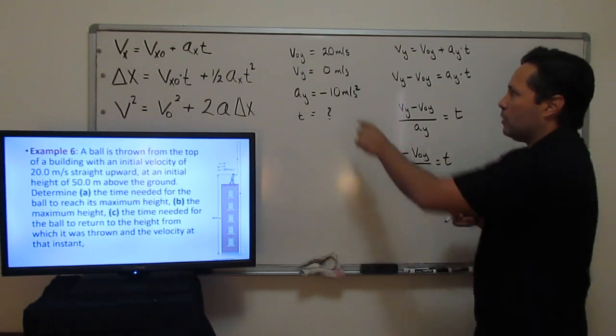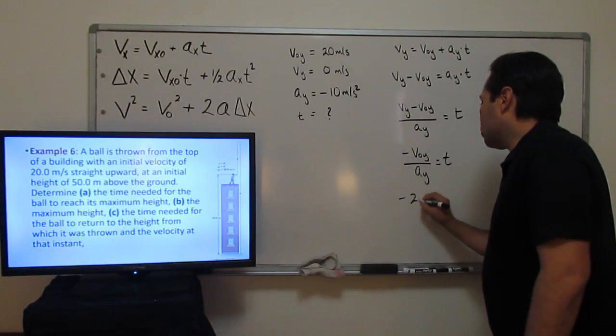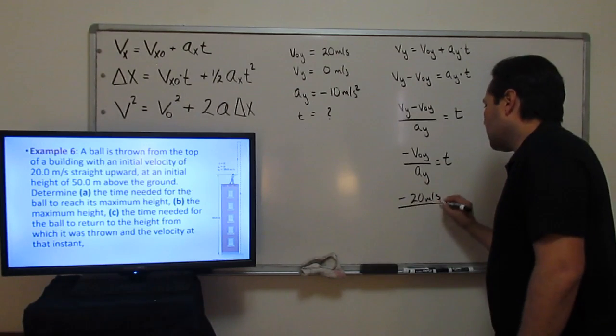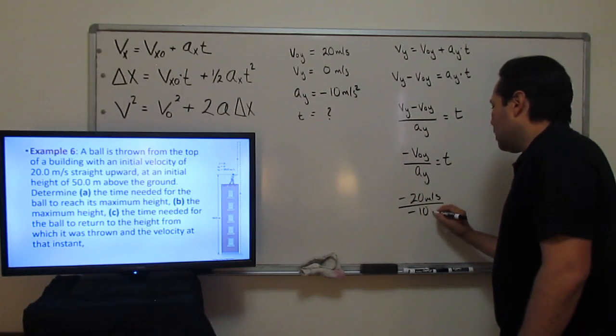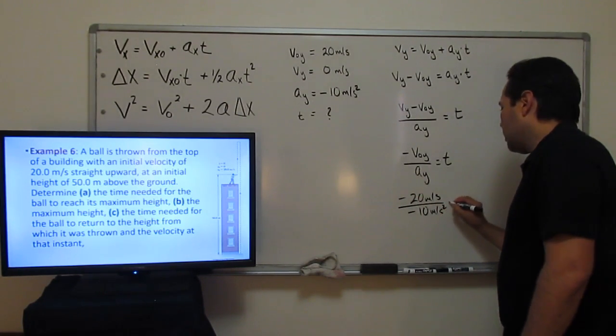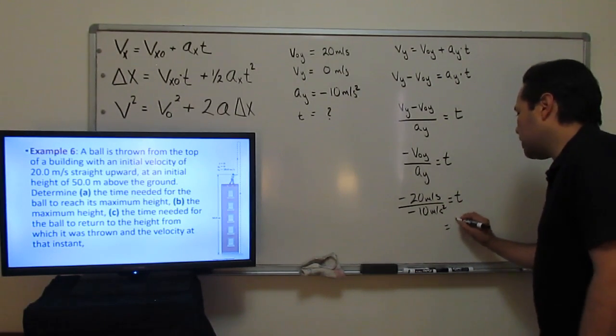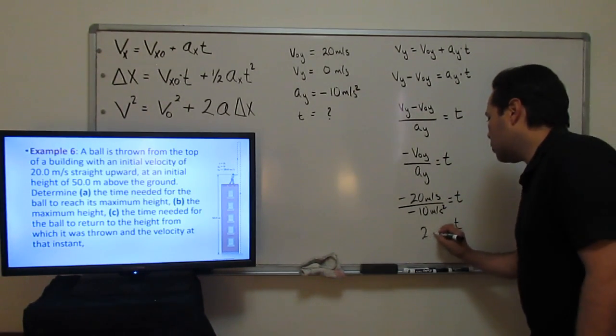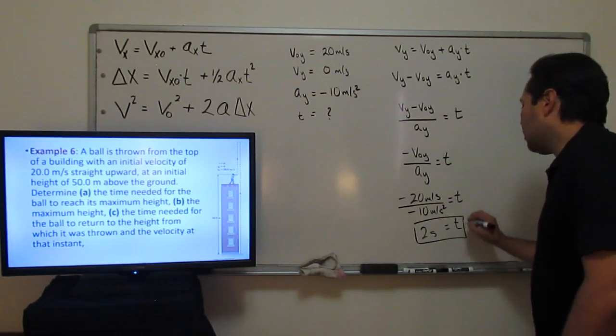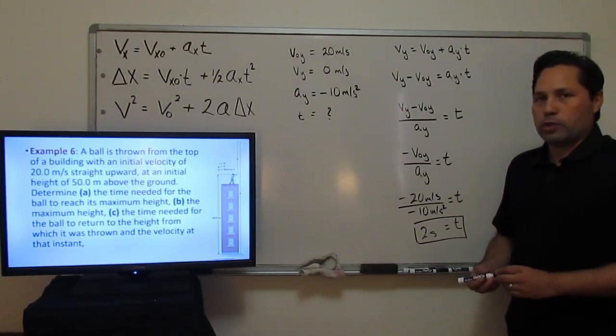Alright, let's plug in the values. This was 20 meters per second and 10 meters per second squared. And that is the time. So the answer for time will be 20 minus 10, 2 seconds. That is part A for this problem.